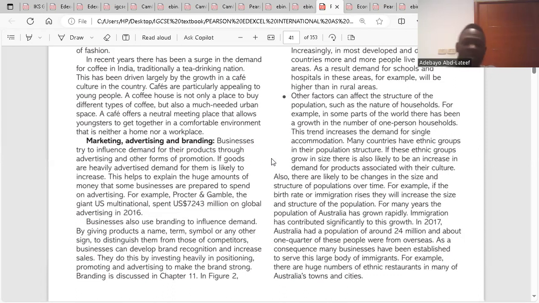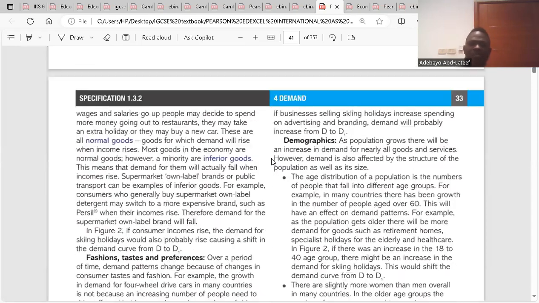Businesses also use branding to influence demand by giving products a name, term, symbol, or any other sign to distinguish them from those of competitors. Businesses can develop brand recognition and increase sales. They do this by investing heavily in positioning, promoting, and advertising to make the brand strong. So branding is causing another chapter.